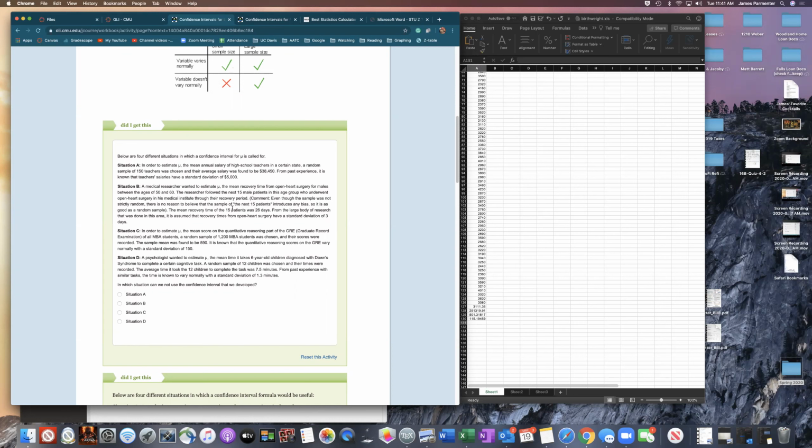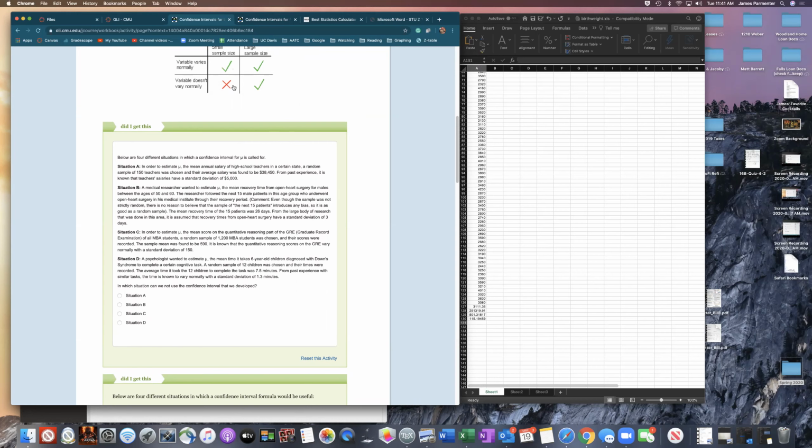The mean recovery time of the 15 patients was 26 days. And the large body of research done in this area assumes the recovery time for open heart surgery has a standard deviation of 3 days. So again, even though we have a small sample size, the variable varies normally. We know how things work here, so that situation would also be fine.